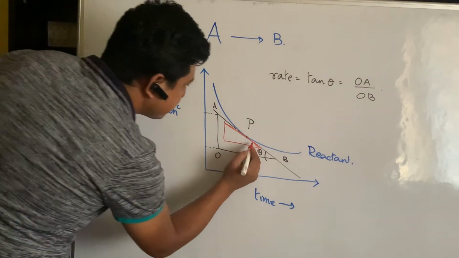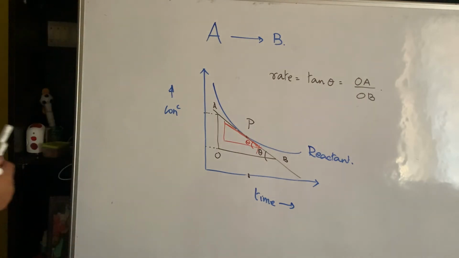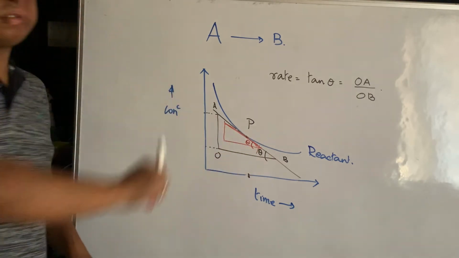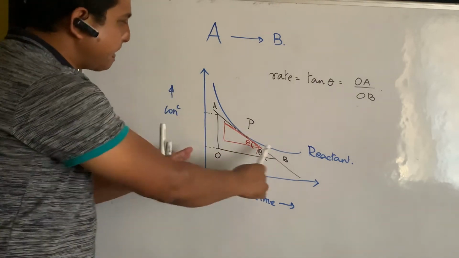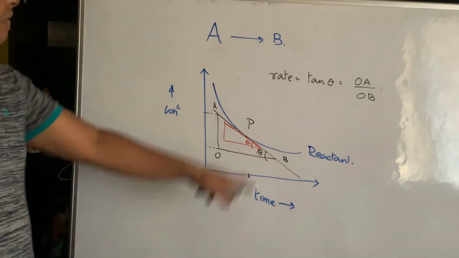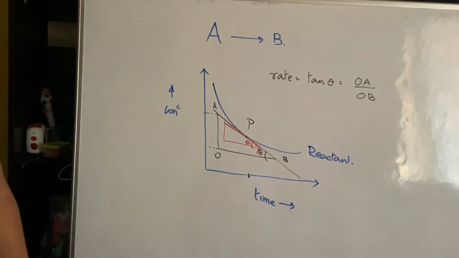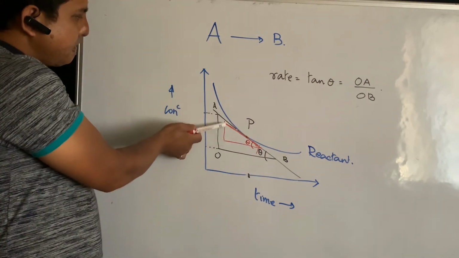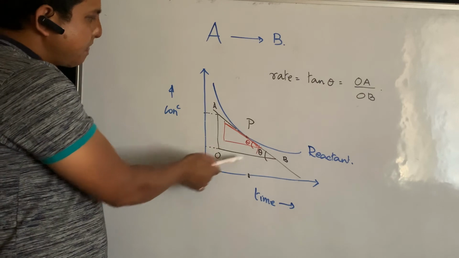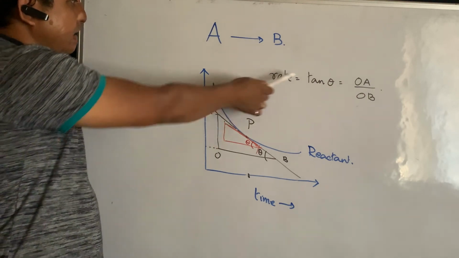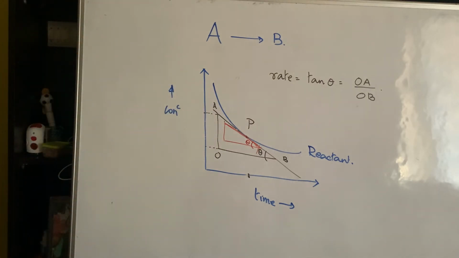You tell me, will this theta change? Will the value of theta change? No, the slope will be the same. Since it is passing through a common point, this slope is not going to change. Whether you construct a big triangle or a small triangle, the value of tan theta will remain the same. So it will not affect the rate of a reaction. Fine, so you can draw any triangle, and you can measure this value graphically. Whatever may be the values of this and this, the value of tan theta will remain the same.